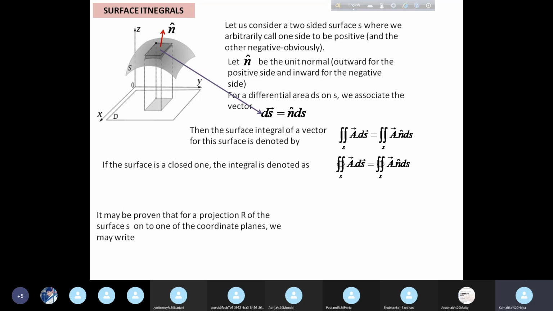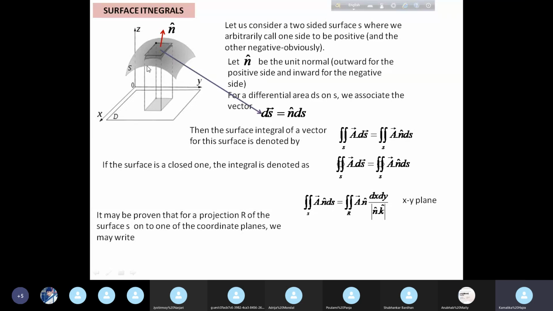Now it may be proven, you do not need to do the proof, although the proof is given in the book of Spiegel, so you can look through it if you are interested. You don't need to learn the proof, but you must know the formula that for a projection R of the surface S onto one of the coordinate planes, we may write this. Okay. This is for the xy plane.